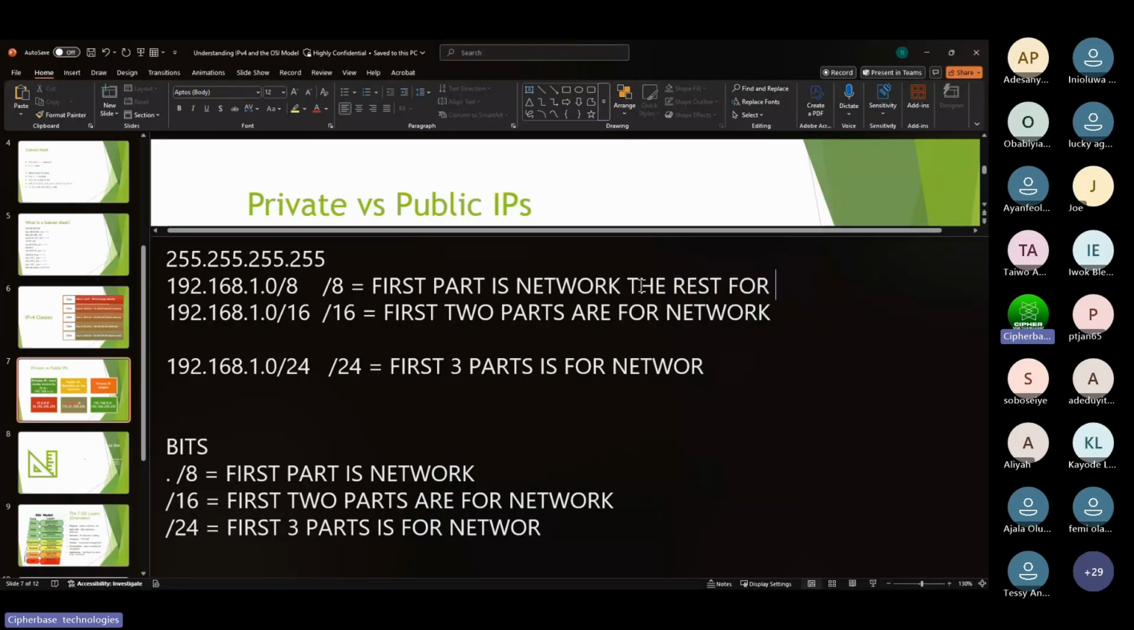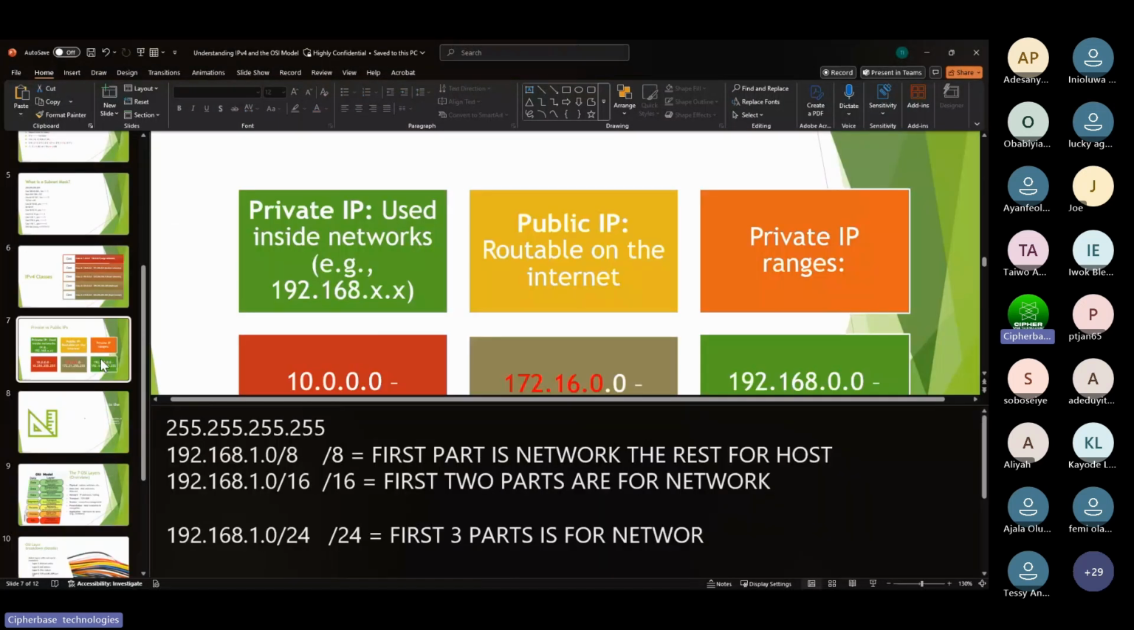If you now see 8 here, it shows that it's only representing this first part. Then 8 plus 8 is 16. If you now see 16, that means these 2. If you now see 24, that means these 3: 8 plus 8 plus 8, 8 times 3. So you understand? Since the first one is 8 bits, the next one is 8, the next one is 8, and this one is 8, and we have 4. If you see 8 like this, they are telling you that the first part is network, the rest are for host. If you now see 16, that's 8 times 2, these 2 together.